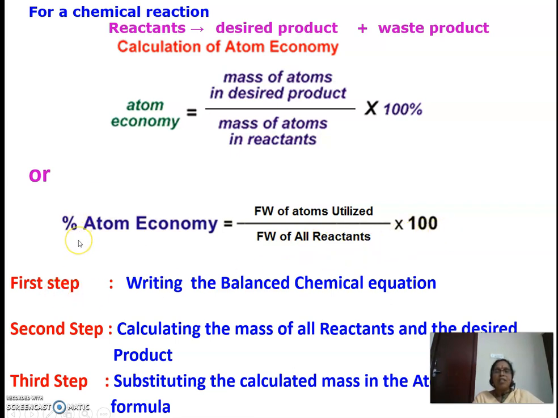For calculating the percentage of atom economy, we have to follow the following steps. The first step is writing the balanced chemical equation. The second is calculating the mass of all the reactants. In the reactants we have to calculate all the mass, and for the product only the desired product mass. Third step, substitute the calculated mass in the atom economy formula.